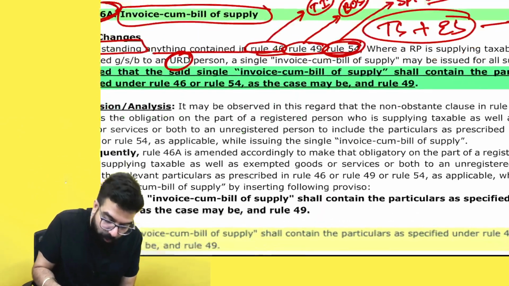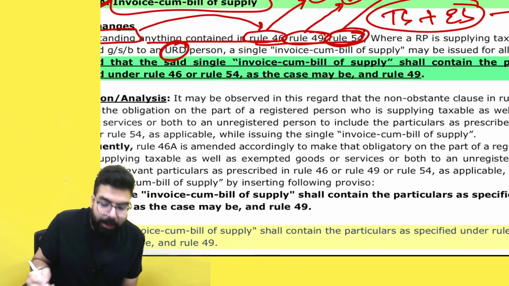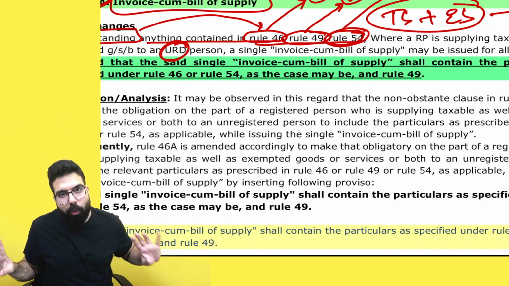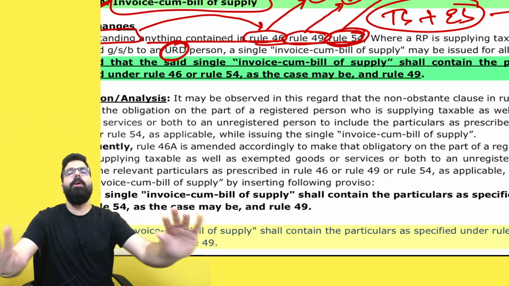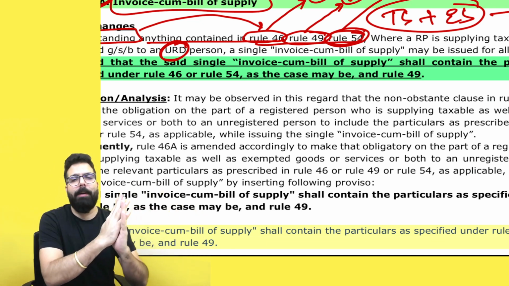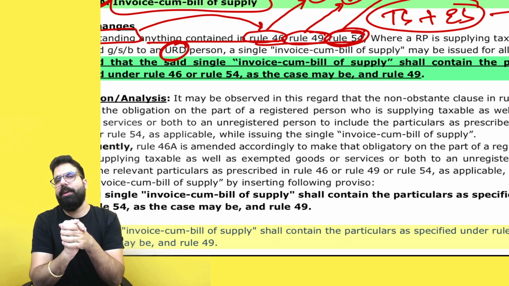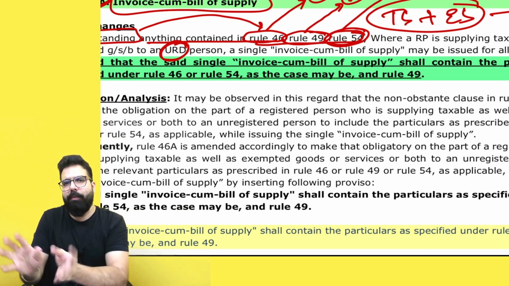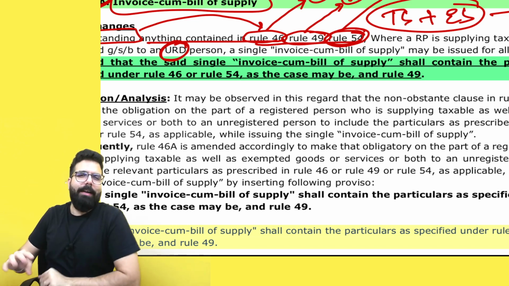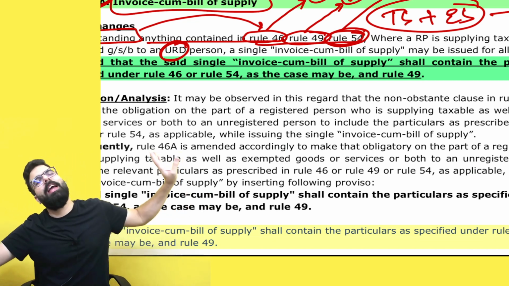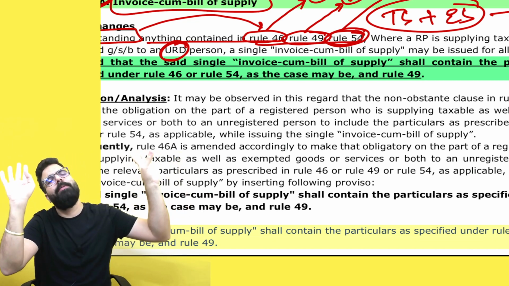Now they used to say notwithstanding anything contained in rule number 46, rule number 49 and rule number 54. It means, you know what interpretation people took? People told, sir, you are telling when I am making a tax invoice cum bill of supply, whatever is told in rule number 46, rule number 49 or rule number 54, I should put in the dustbin, and the tax invoice cum bill of supply, I will make however I want. I can capture whatever details I want.